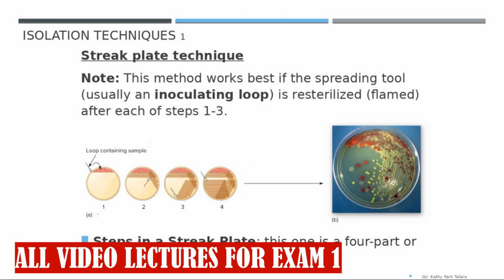There are several techniques for isolation. The first technique is called the streak plate technique, which is we streak the media using the inoculating loop. So usually we make 4 streaks on the media. So this is the first streak like this. And I use blue color for the first streak. Boom, boom, boom, boom. Okay.